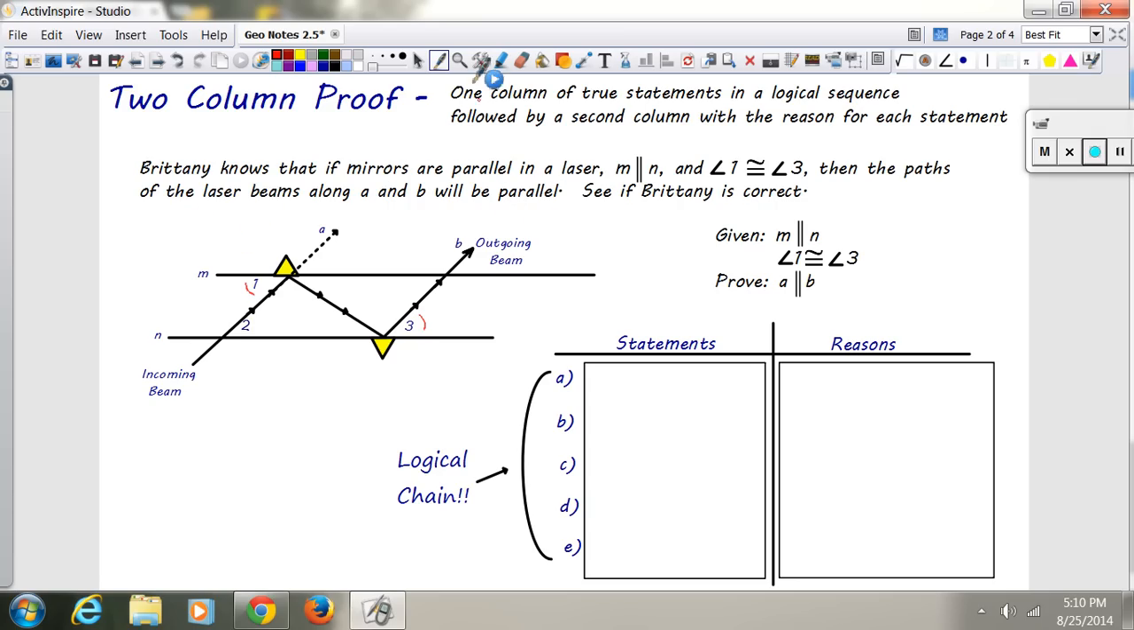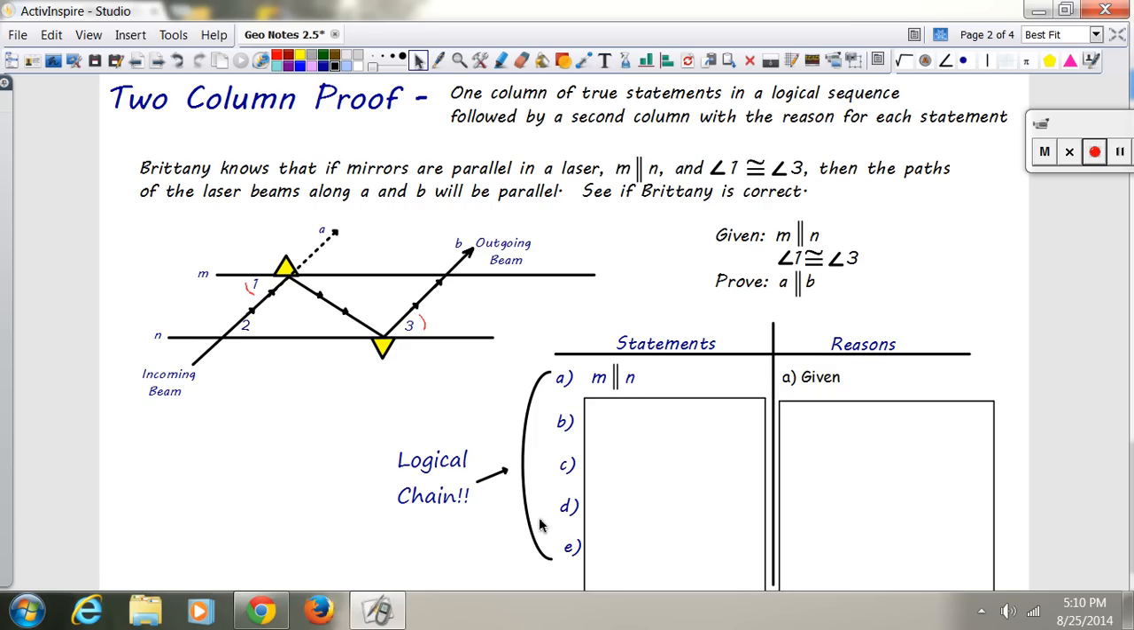So we want to prove that. So basically what we want to do is try to prove that A and B are parallel lines. Right now all we know is that 1 and 3 are congruent and that M and N are parallel. That's what we know. We don't know that A and B are parallel yet. So we start with a given statement. M is parallel to N. They gave that to us in the problem, so we write given.